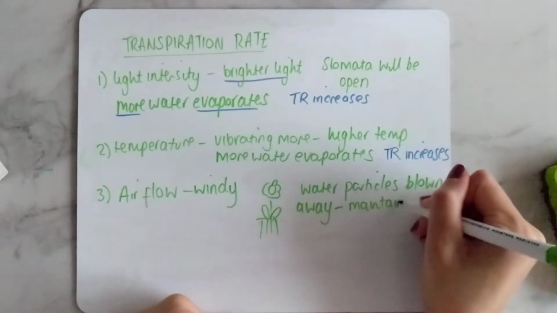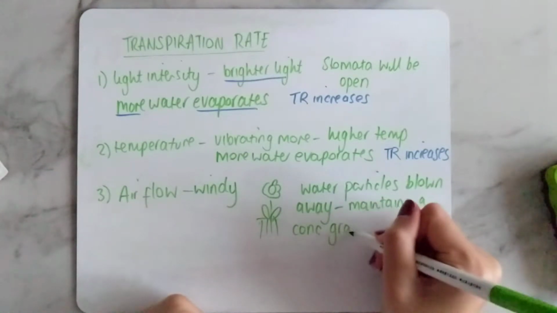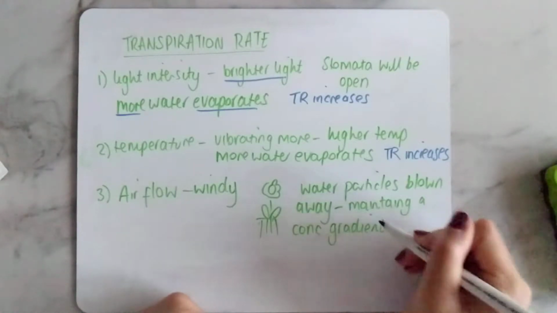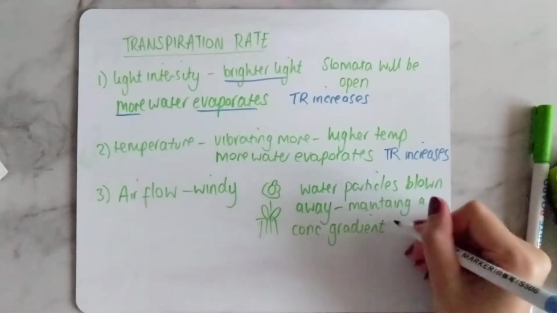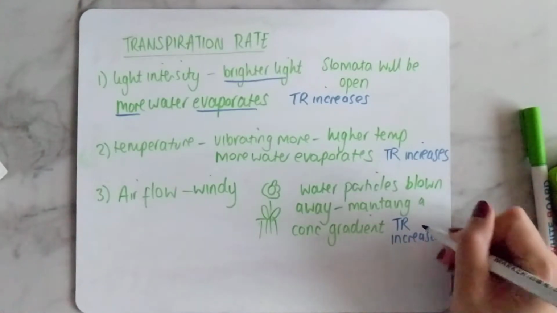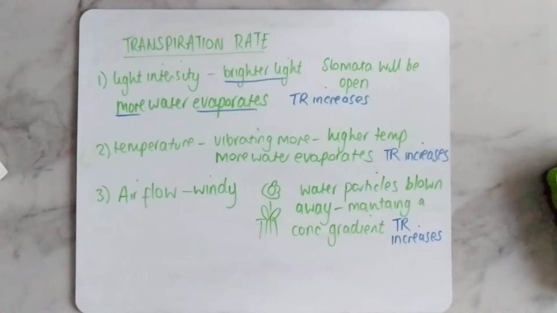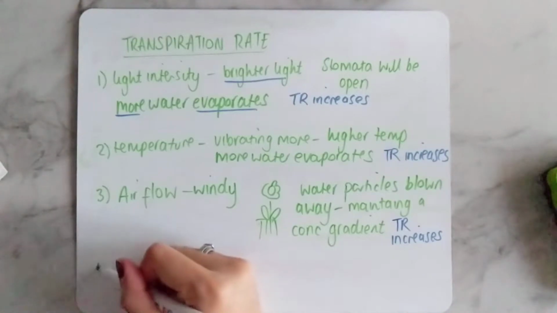Maintaining a concentration gradient. Remember, the difference between high and low. Therefore, transpiration rate increases. Because the more that are blown away, the more that are then constantly diffused, the more that need to be absorbed by the roots.